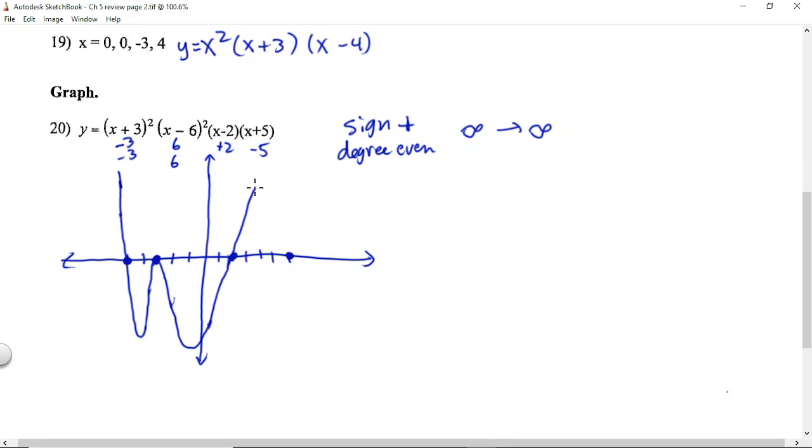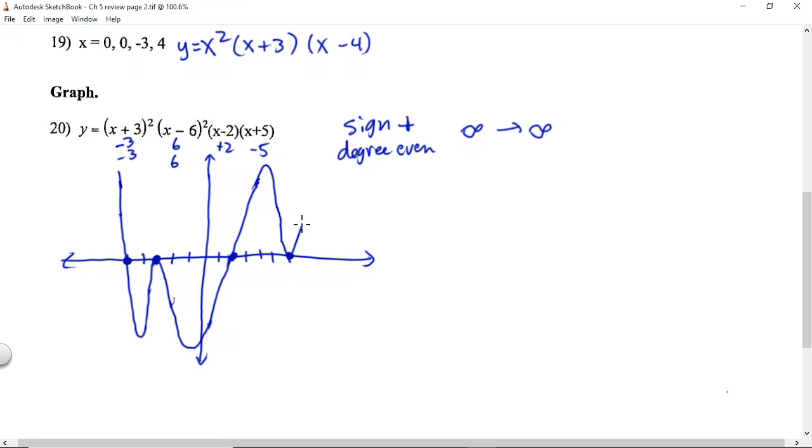It comes down here to the +6, that's the next one, right? It's going to come back down. We don't know how high it goes. Maybe something like that. Comes back down. Does it bounce there or cross? That's a double, right? So it bounces.